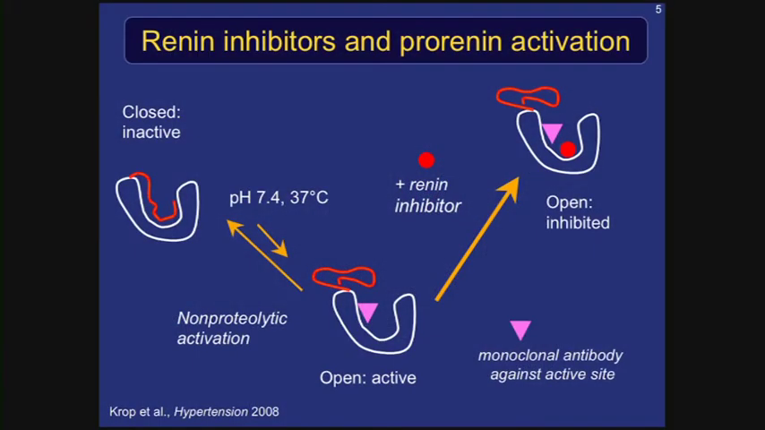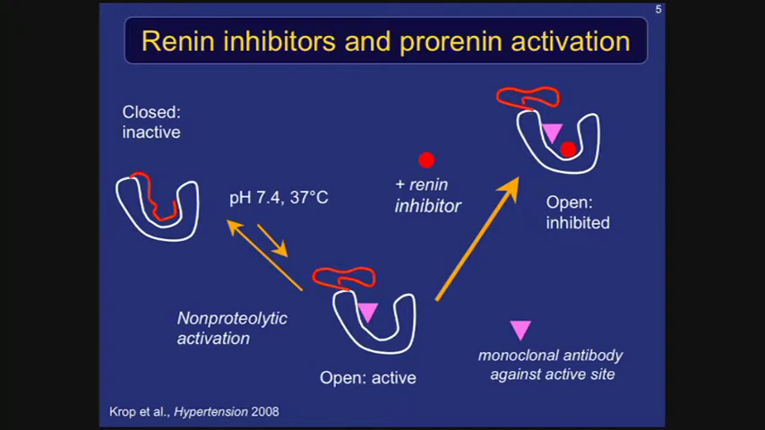Here we again have the prorenin molecule with the prosegment, and you also heard that prorenin can display some activity, only a very small percentage, 1 or 2%. What happens under these conditions, when it displays activity, is that this prosegment is moving away. So apparently, the prosegment is not always covering the active site. There are conditions where it is moving away, and you see here the physiological conditions, pH 7.4, 37 degrees centigrade. Under those conditions, a minute amount of prorenin, 1 or 2%, has this so-called open conformation.